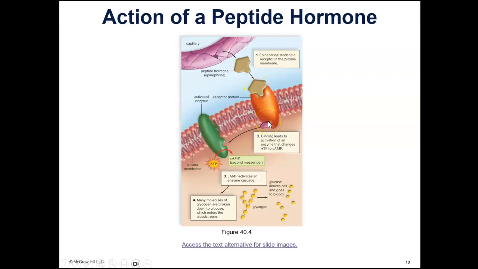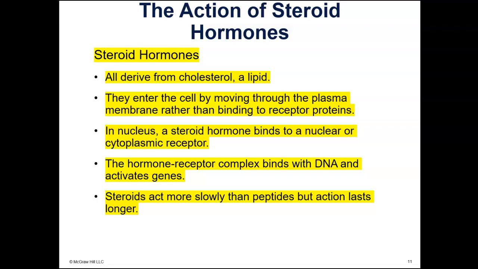And then the binding of that epinephrine leads to activation of an enzyme that changes ATP to cyclic AMP. ATP is adenosine triphosphate. That is converted to cyclic AMP, which is our second messenger, and then that will activate an enzyme cascade. And in this case, it causes the breakdown of glycogen into glucose, and glucose enters the blood. It raises the blood sugar level or blood glucose levels.